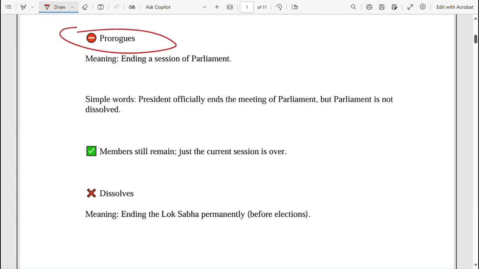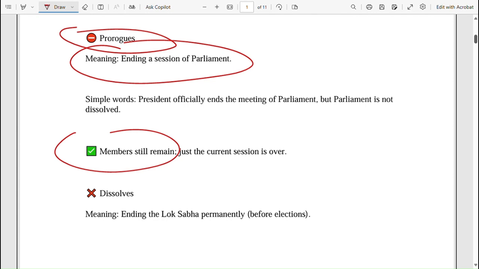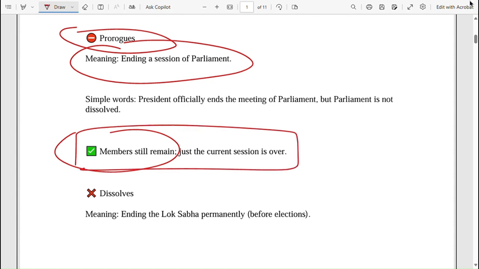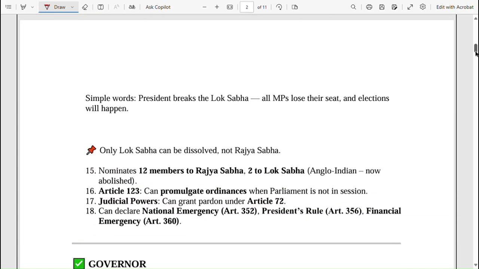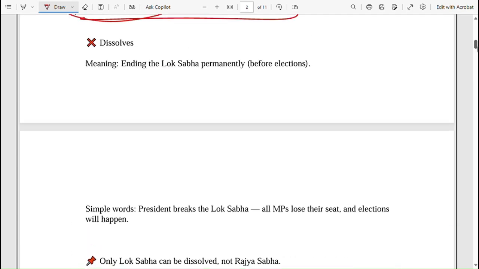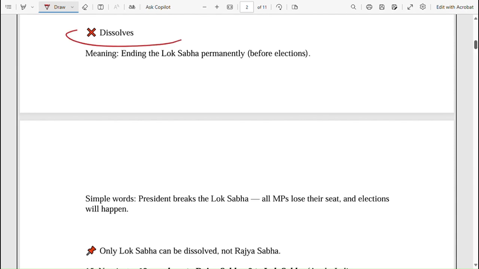Now, what is prorogue? Prorogue means ending the session of Parliament. In summoning, he starts the session, and in proroguing, he ends the session of Parliament. But here the members still remain. Ending the session doesn't mean dissolving. The members of the Lok Sabha are still present; just the meeting has ended.